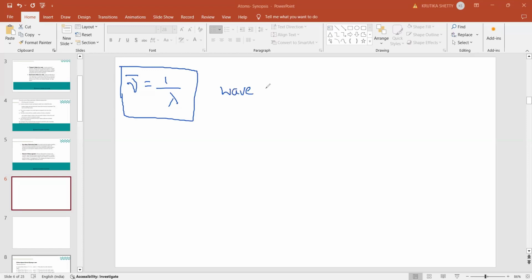If you want to write the definition, the wave number is equal to the number of waves upon length. That is, nu bar is equal to 1 upon lambda, which we can say for one wave. Suppose you consider there is only one wave, then nu bar is equal to 1 upon lambda. That is, the reciprocal of the wavelength is called the wave number. Okay, so remember this formula for the wave number.